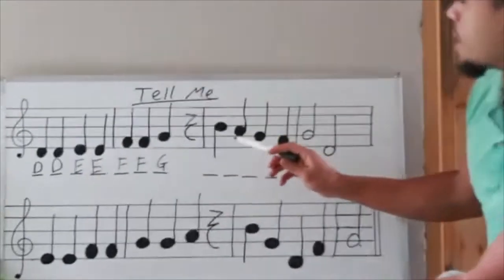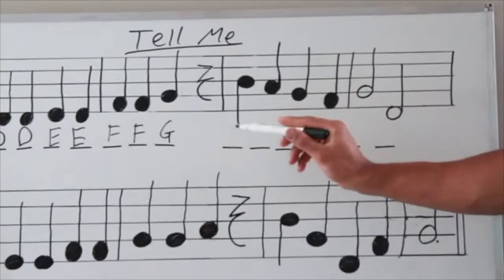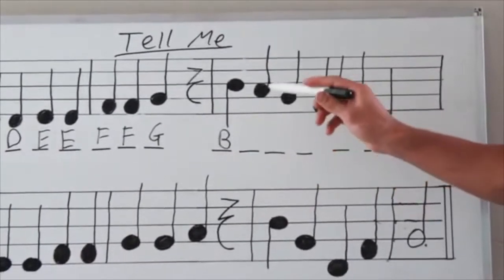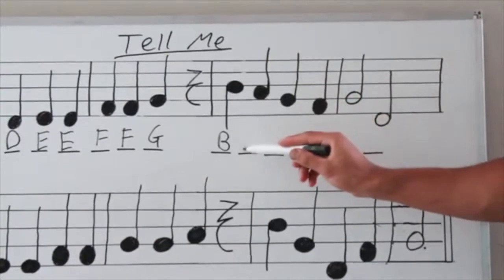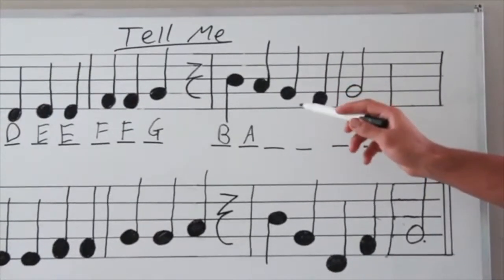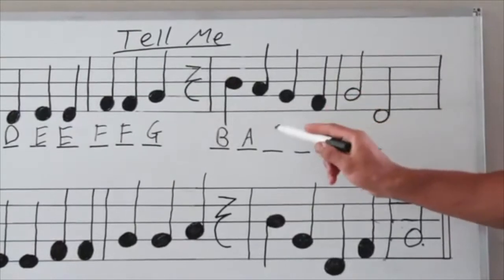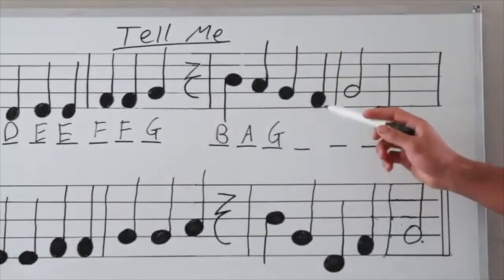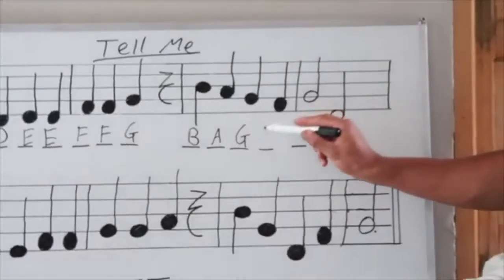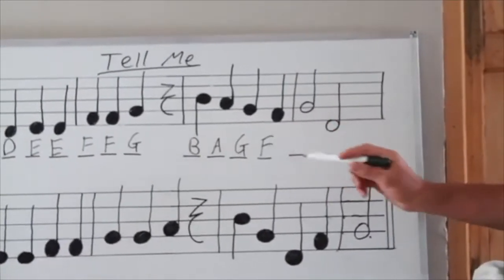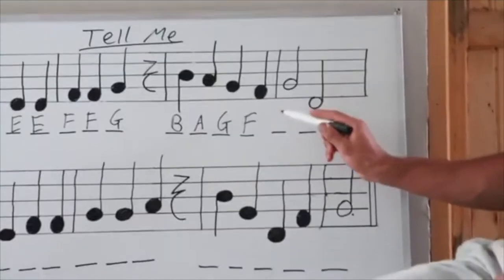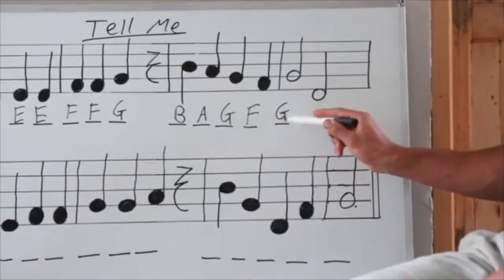Now this is on the third line. So every good boy. This one is on the second space. So A. This one's on the second line. So every good. This is on the first space, so it's an F. This is on the second line, that makes it a, hope you said G.